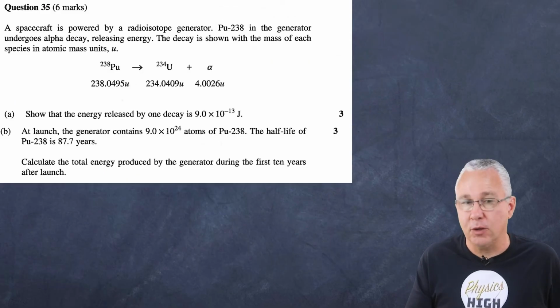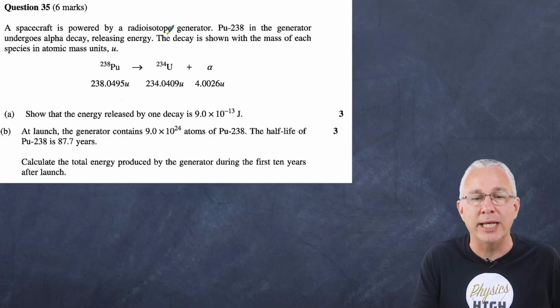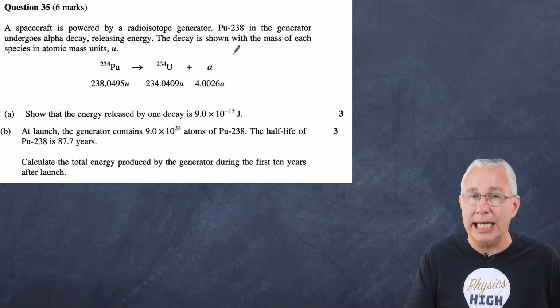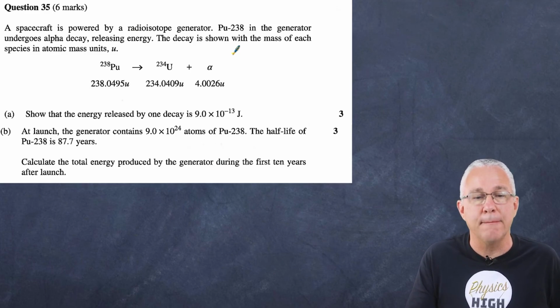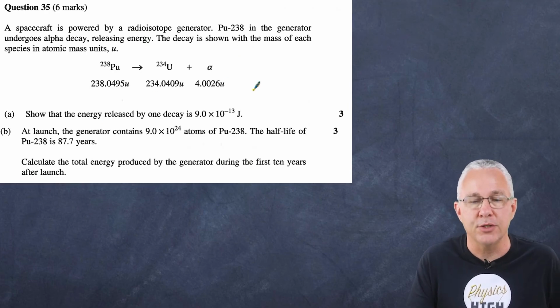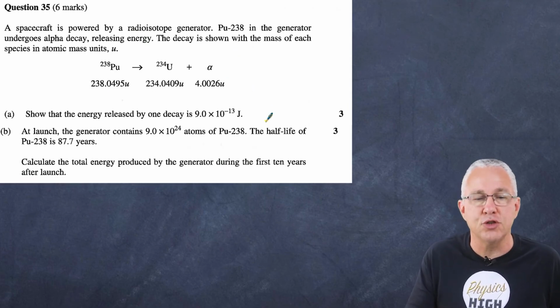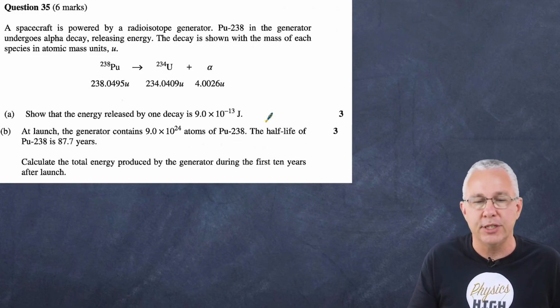And now we get to our final question. We have a spacecraft. It's powered by a radioisotope generator. In this case, we've got Pu-238 in a generator undergoes alpha decay, releasing energy. And the decay shows with the mass of each species in atomic mass units. And we have those values. And we're asked two things. First is to show that the energy released by one decay is 9 by 10 to the negative 13 joules.